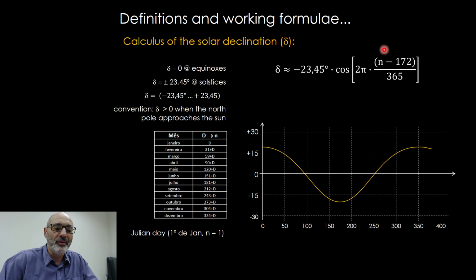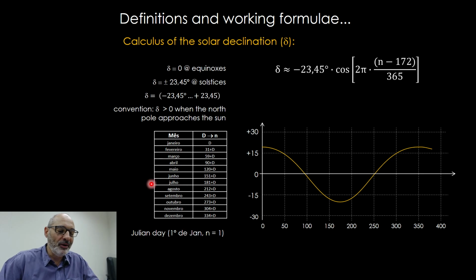The only observation here, this is an important point. The variable that we're going to use to describe the day of the year is going to be this parameter here, n, which runs from 1 to 365. It's what we call a Julian day, okay? The Julian day in January 1st is n equals 1, then it goes to 365, okay?